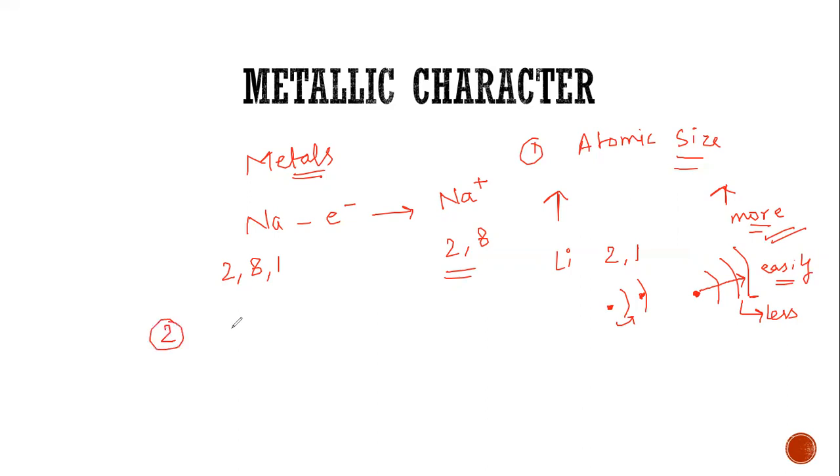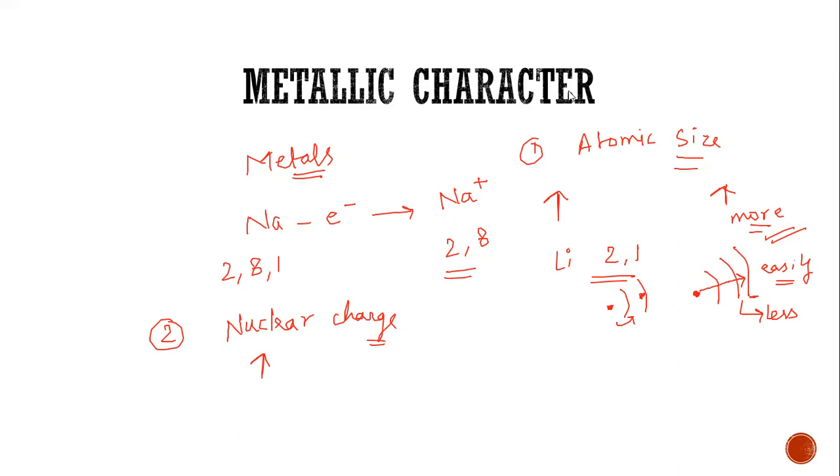Next is the nuclear charge. The greater the nuclear charge, the greater the force exerted by the nucleus on the electrons, and it is difficult to remove the electron. So for example, we'll talk about the same lithium, as I told you. When the electron is near to the nucleus, it requires more energy to remove the electron, and for those elements the metallic character decreases.